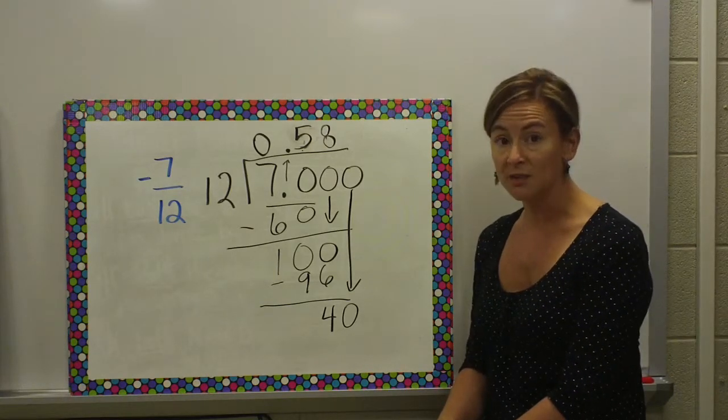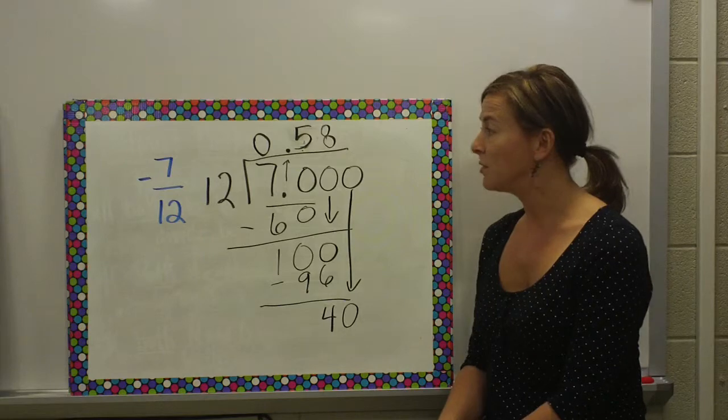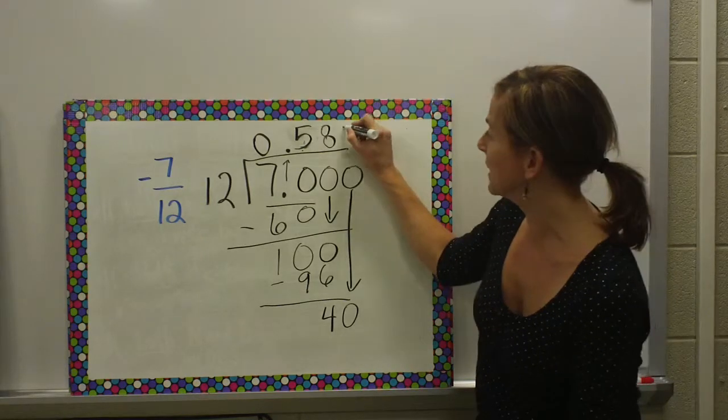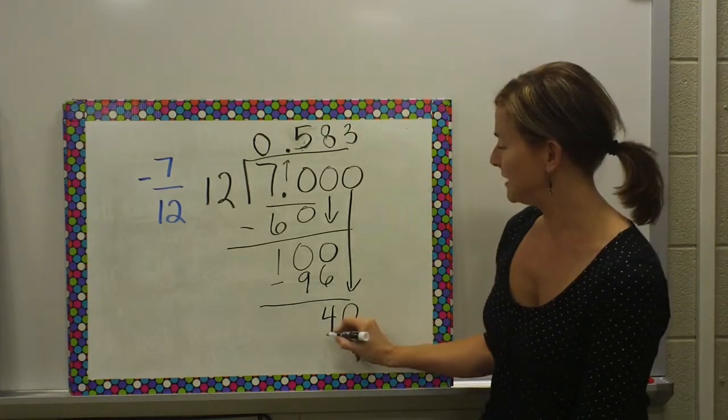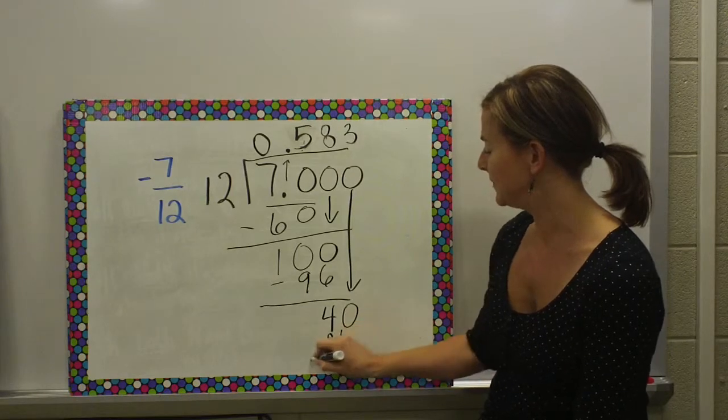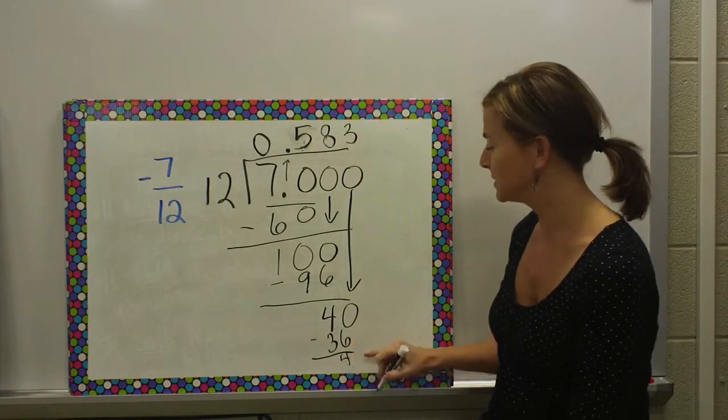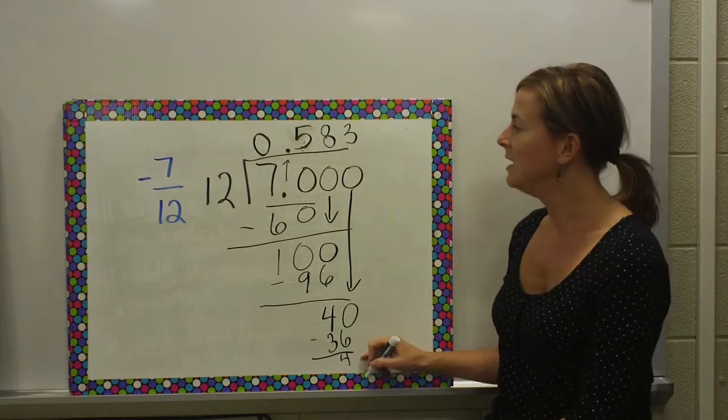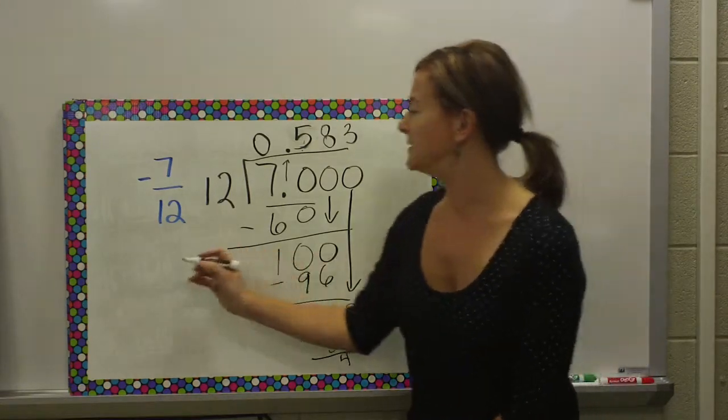12 times 3 is 36. 12 times 4 is 48. That would be too big, so it's got to be a 3. 3 times 12 is 36, and I can stop right there. Looks like it will be repeating.